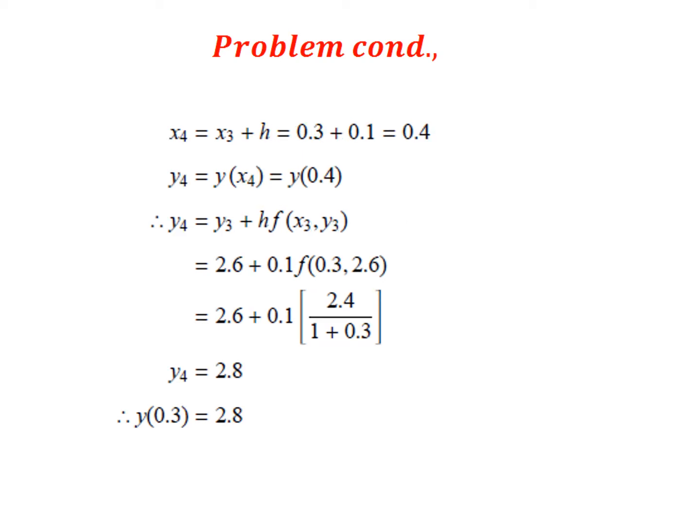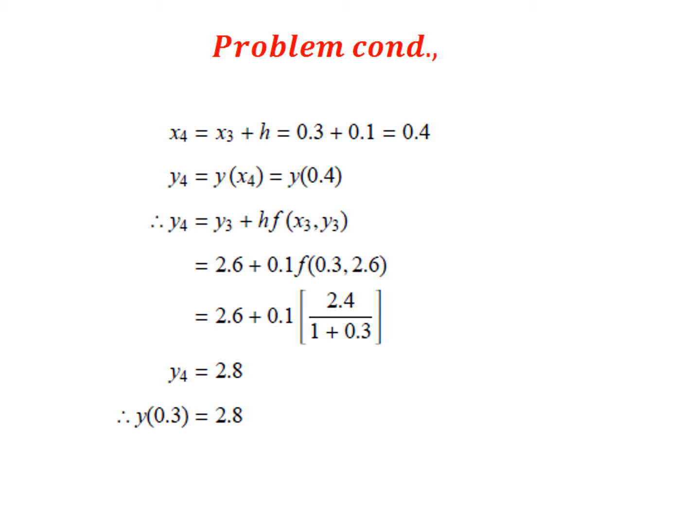So let us have the next value. X4 is equal to x3 plus h. So x3 is equal to 0.3 and h is equal to 0.1. So altogether it will give x4 is equal to 0.4. Now y4 is equal to what? Y of x4. Substitute x4 here. I will get y of 0.4.